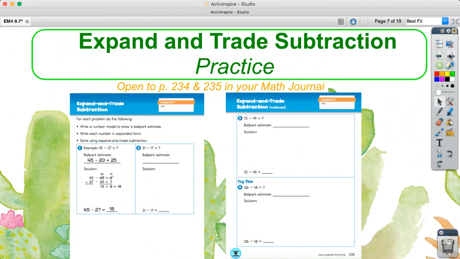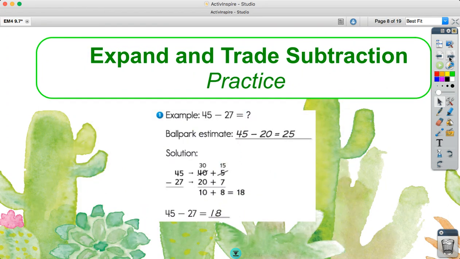Expand and trade subtraction practice. Open to page 234 and 235 in your math journal. Expand and trade subtraction practice number 1. Our example is 45 minus 27. The sample ballpark estimate would be 45 minus 20 equals 25. Now let's solve.